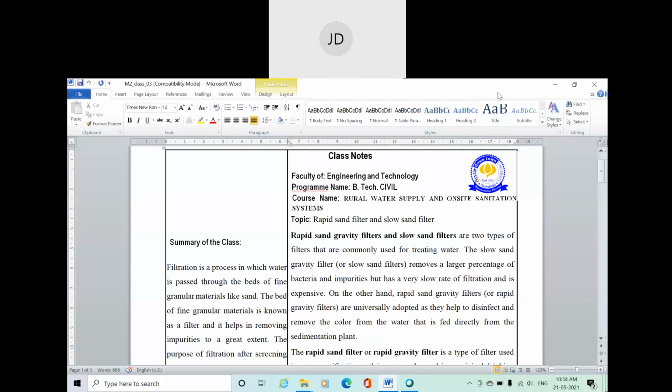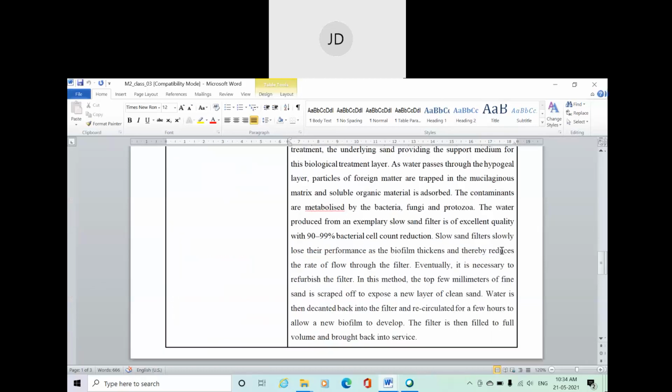Can anyone tell me? You can also write in the chat box. Suppose you want to prepare one locally made filter, what do you need? What do you need? Filter देखा कि नहीं तुम लोग ने? Okay, anyway, I'll show you. Okay, wait.